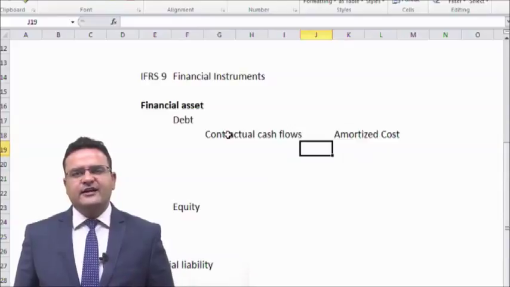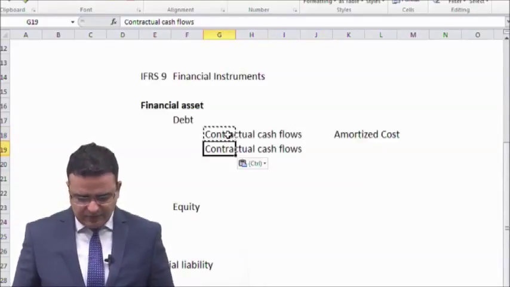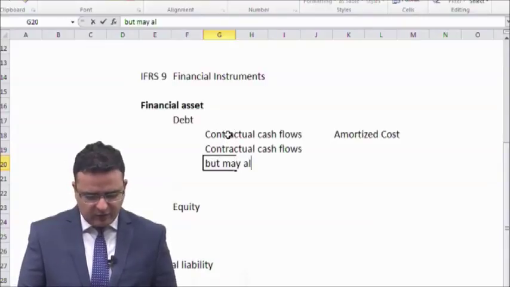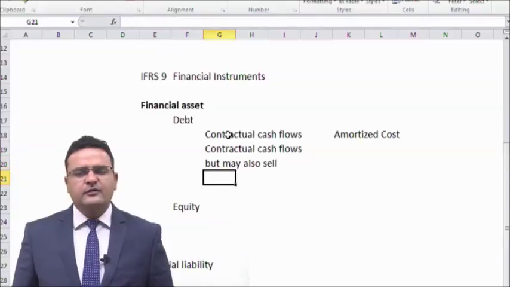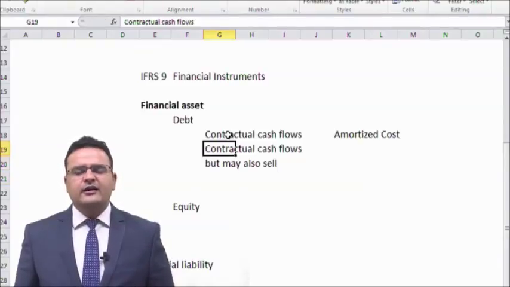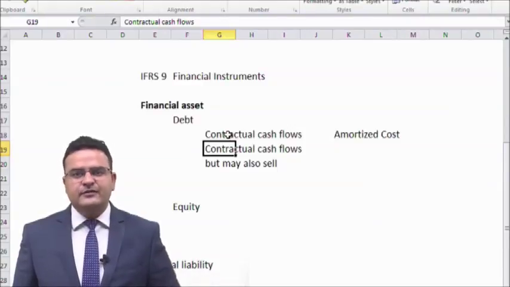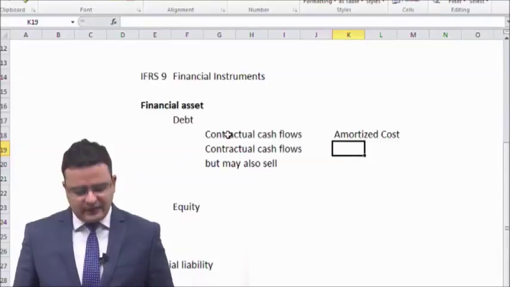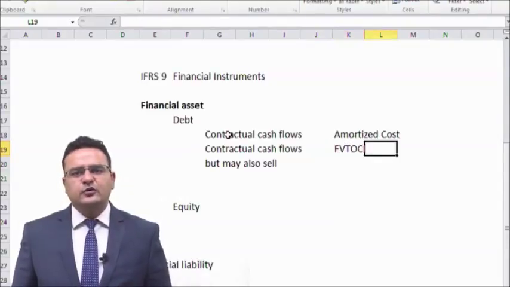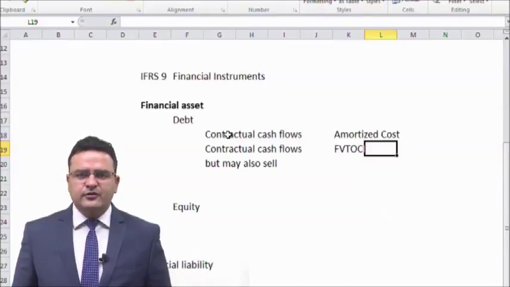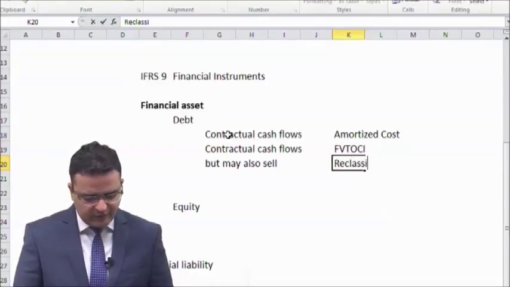But if we are holding such debts, and the intention is to receive contractual cash flows but we may also sell, now the accountant will get confused what to do. If you are holding some financial assets which you intend to hold till maturity, but you may also sell them if required, then there is a category known as fair value through OCI. You will not show them as part of your P&L, you will route them through OCI, and on settlement you can reclassify them to P&L.